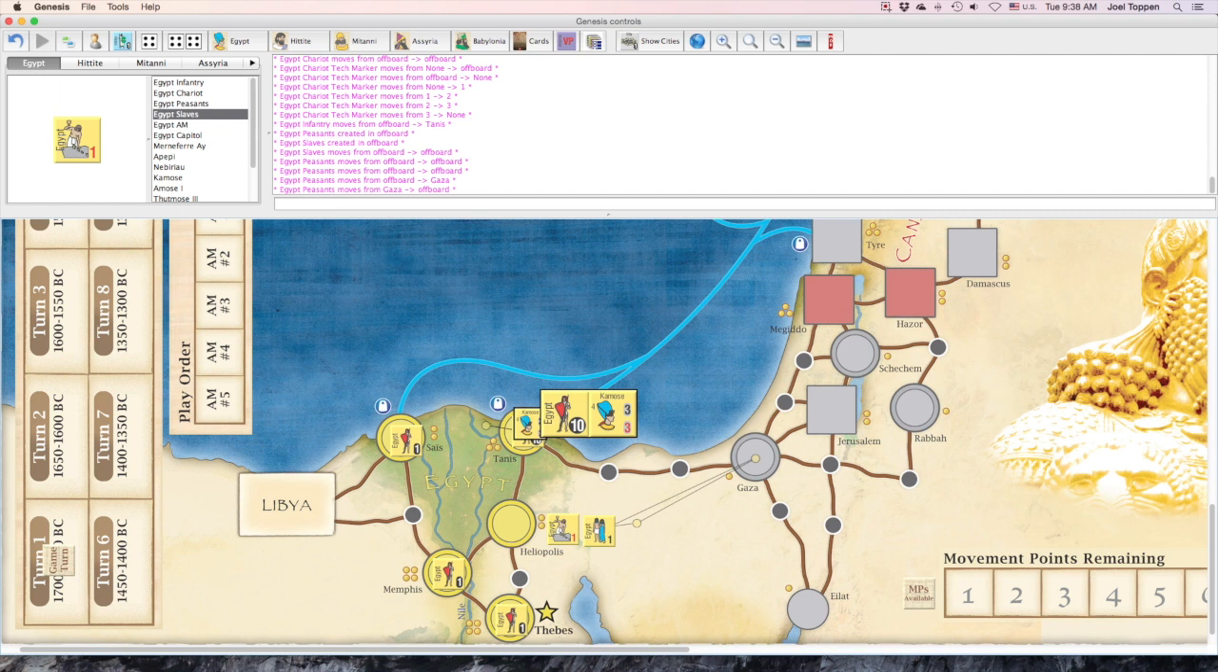Tactical is actually what they call the top number. So he's a tactical three, and that's used in battle. And he's a campaign level three, and that's used for movement, for interception, things like that. So the higher that number, the more he can do in each round. So that's the pharaoh here in Egypt.